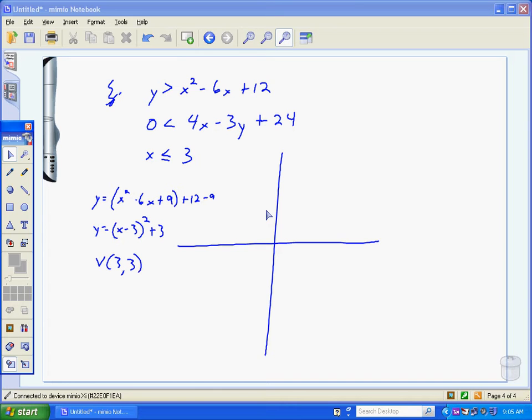Right? So we'll plot that. 1, 2, 3. 1, 2, 3. There's the vertex. Is it opening up or down? Look at a. It's opening up, right? a is positive. So there are obviously no x-intercepts, because it's opening up and our vertex is up here. But there is a y-intercept. Just for curiosity, let's plug in 0 for x. What do we get? 12. So let's find it here: 4, 5, 6, 7, 8, 9, 10, 11, 12.